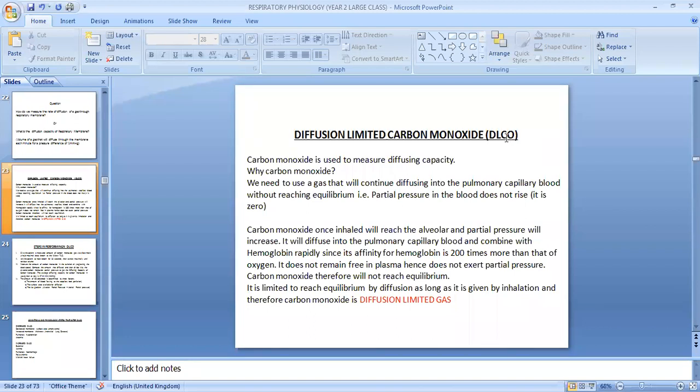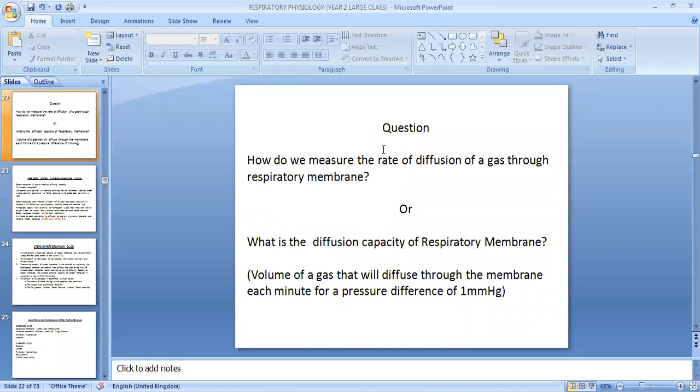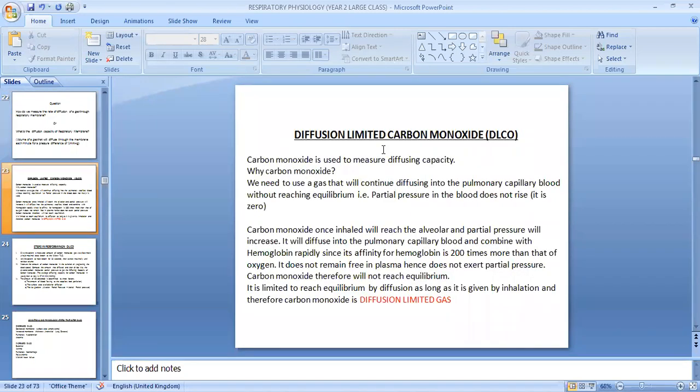The simple idea of DLCO: if you are a general practitioner and you never took time to understand it in class, you may float, because DLCO is a big name. It stands for diffusion limited carbon monoxide test. We are trying to investigate the integrity of the respiratory membrane. Those barriers, are they working okay, or are they compromised? So the question was, how do we measure the rate of diffusion of gas through a respiratory membrane? We measure it using the DLCO test, which stands for diffusion limited carbon monoxide test. And we'll see why carbon monoxide, yet we know carbon monoxide is a poisonous gas.